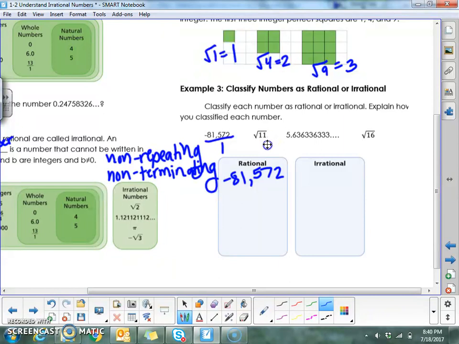The square root of 11. 11 is not a perfect square, so that is going to be an irrational number. Next, 5.63633333... This number does not end, so it's non-terminating, and it's non-repeating. It has a pattern here, but it's not repeating, meaning it's not going 63636363. So because of that, this is going to be considered an irrational number.